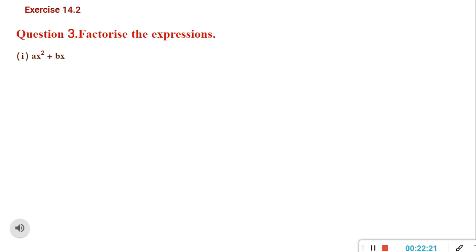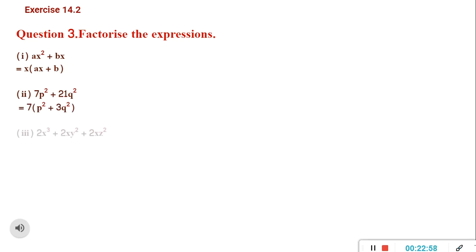So ax square plus bx means we can see that x is common there. So the method of common factors we can use here. So x will be taken out, and inside what's left? Ax plus b. That is the answer. Now the second question. 7p square plus 21q square. Here 7 is common in both because 21 can be written as 7 into 3. So the answer is 7 into (p square plus 3q square).